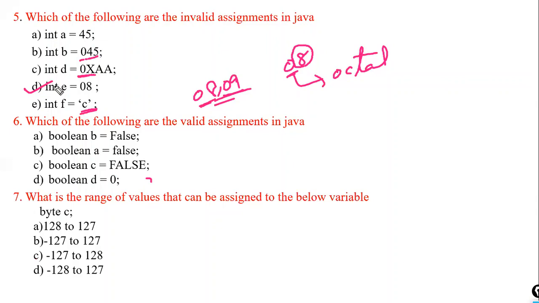Which of the following are the valid assignments in Java? Boolean accepts only true or false, and true and false should be written in lower case only. All the characters must be in lowercase. So only this particular statement is valid. The rest are all invalid. The range of byte data type: what is the range of the values that can be assigned to the byte data type? The range of byte is -128 to 127. So this is the range of values that can be assigned to the byte data type.